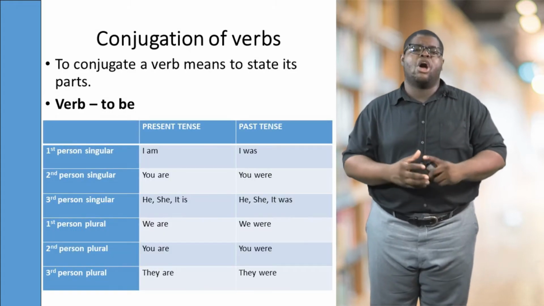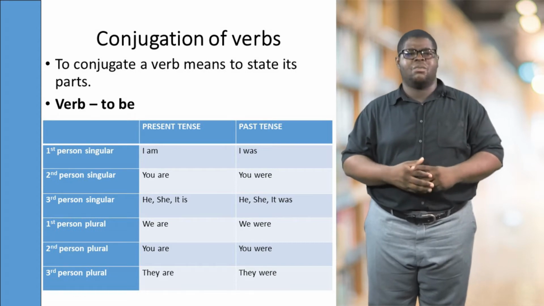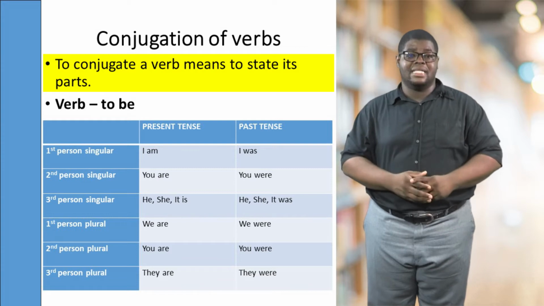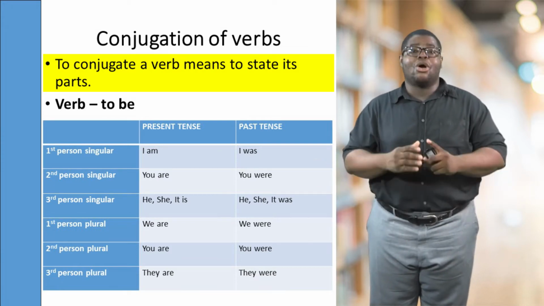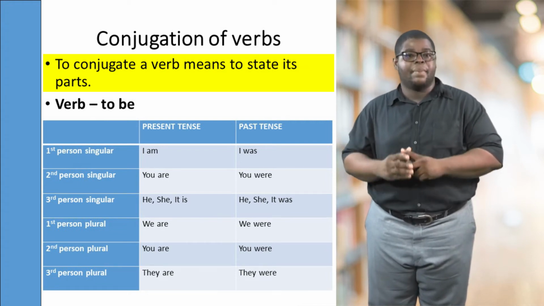Now let's look at some conjugation of verbs. Now when I say conjugation, you probably ask yourself, what is Sir talking about? I don't understand. Now to conjugate a verb means to state its parts. That's all it is. So to conjugate a verb, it means to state its parts.